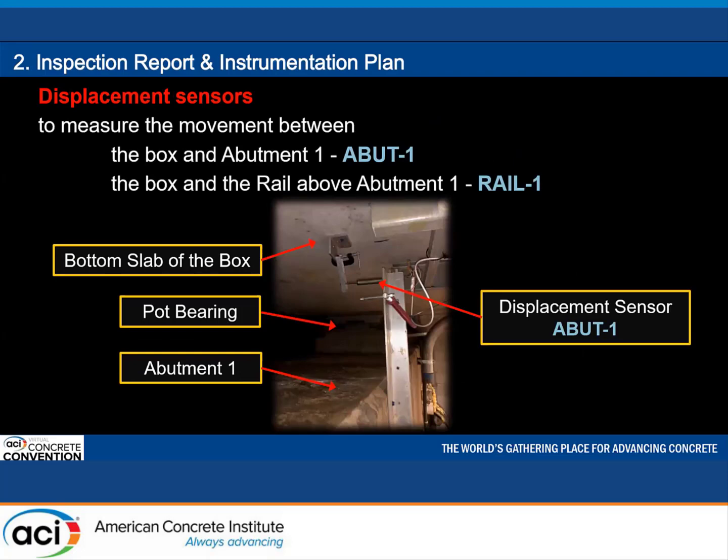2 displacement sensors were placed near the expansion joint at the beginning of the bridge. This picture shows the abutment 1 displacement sensor, which measured relative displacement between the box and the abutment. The Rail 1 sensor was placed on the bridge deck directly above the abutment and measured the relative displacement between the box and the rail. The displacement data was recorded over the same monitoring period as the temperature data.